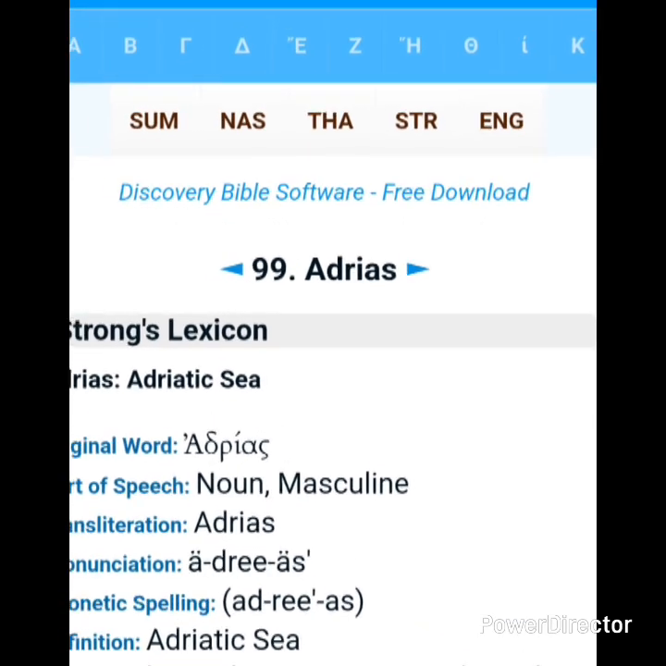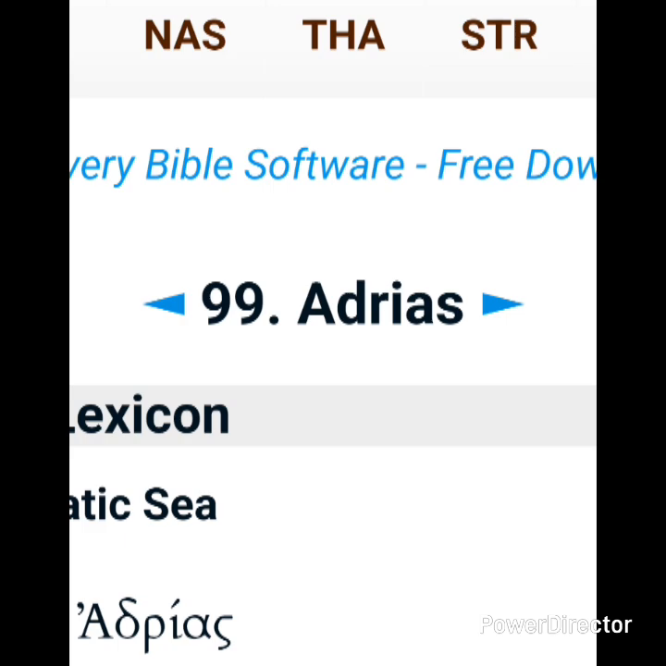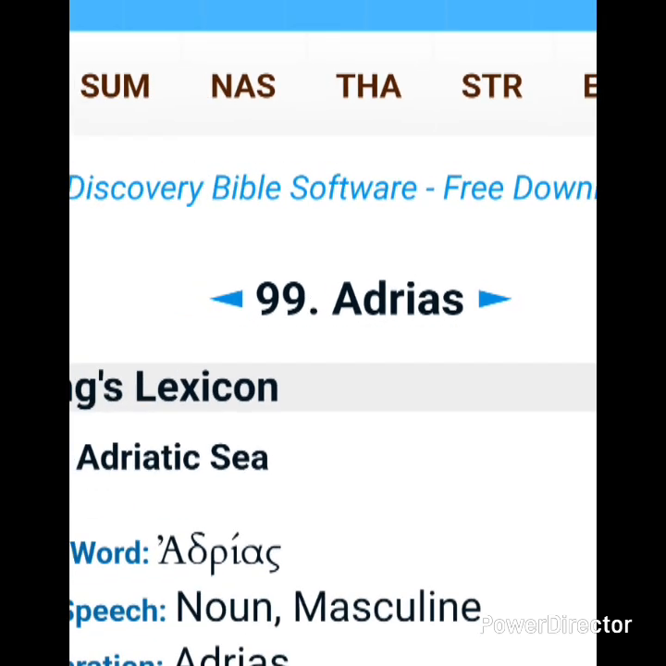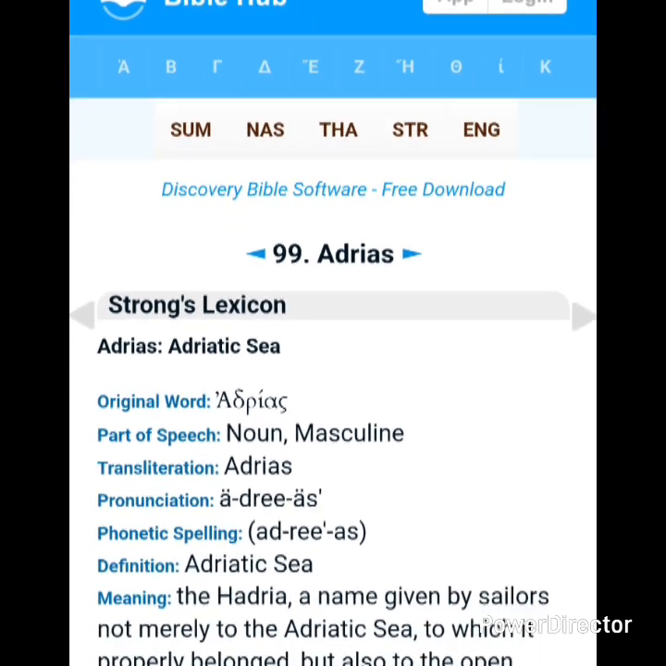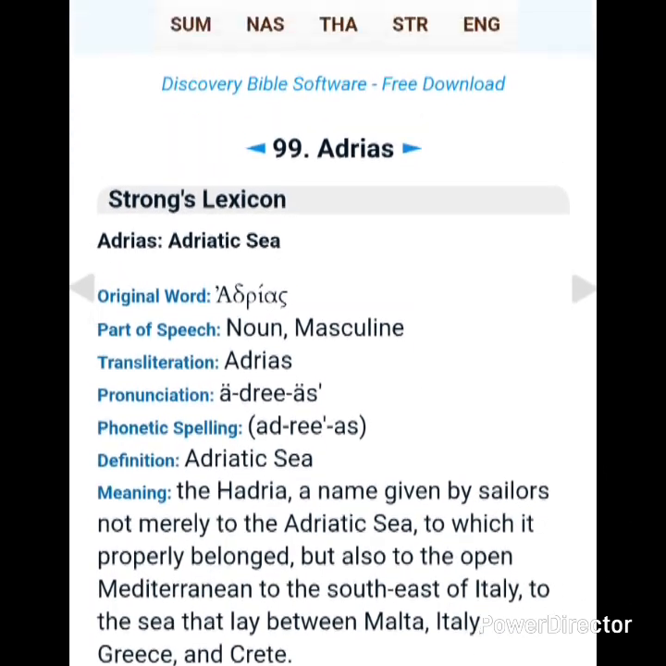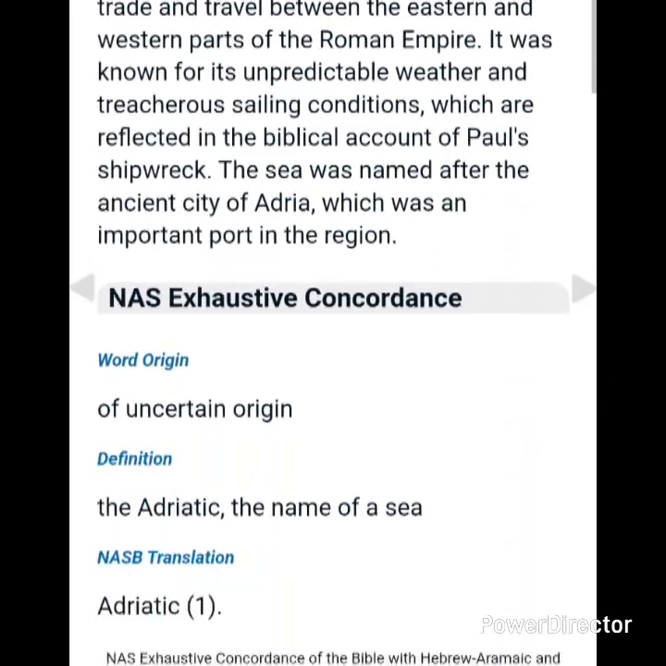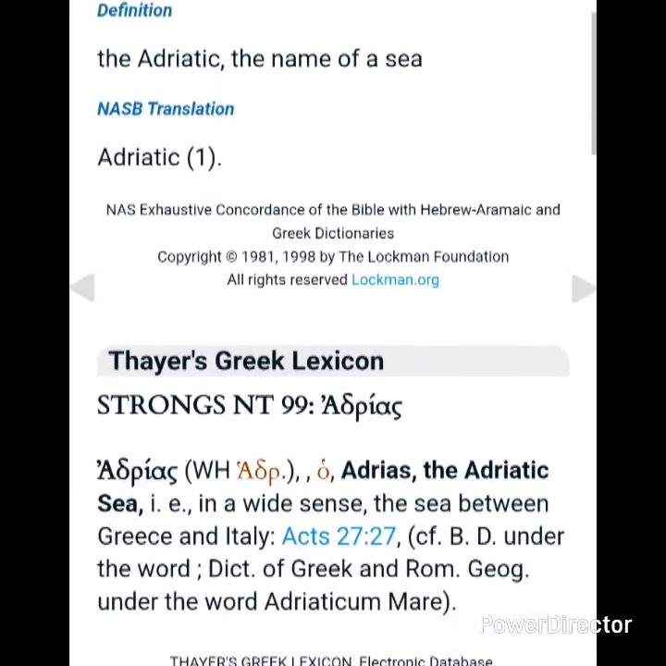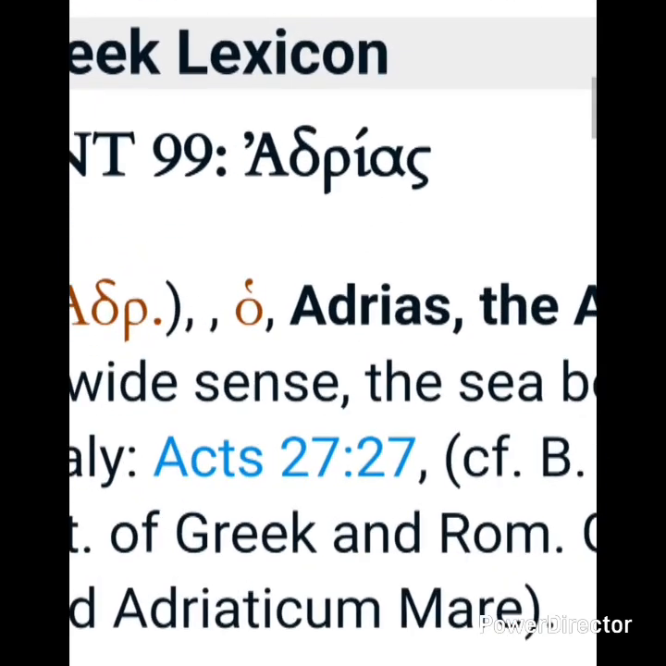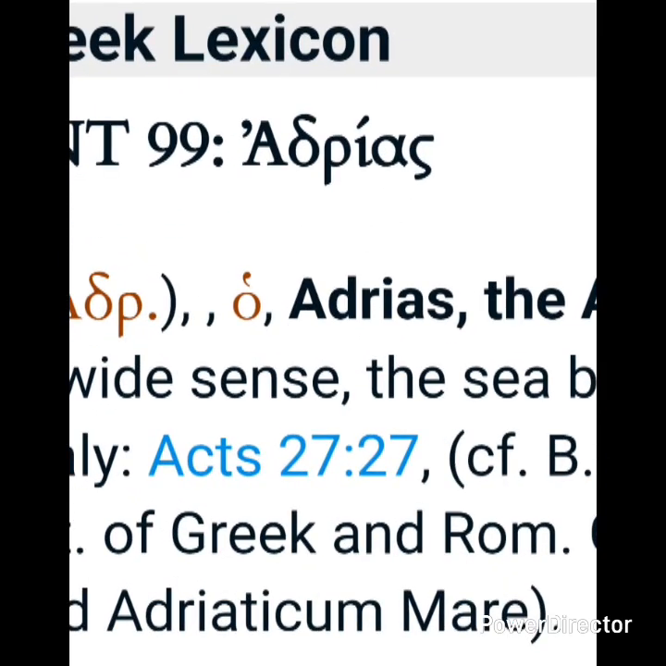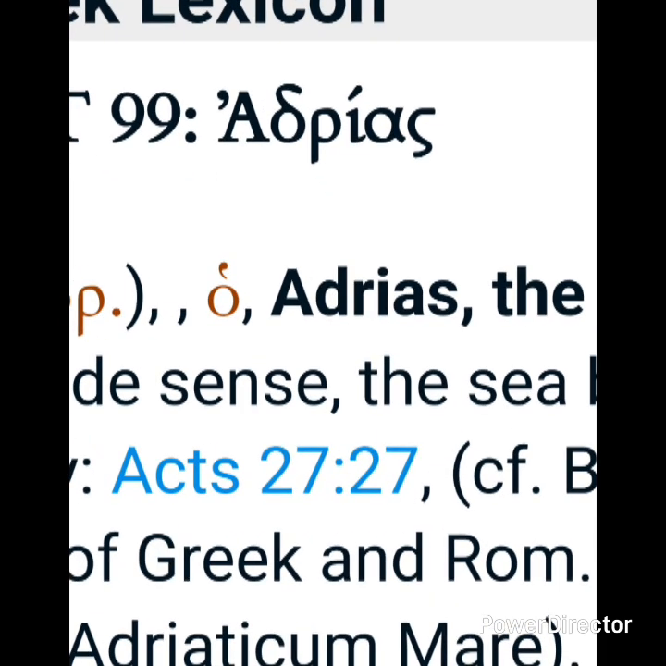Now the other usage of the number 99 in the concordance is the word Adrius in the Greek. Now there's a New Testament. It's because it's only used twice, okay? And check this out. Look at not necessarily what it means, but look at what verse it's used in the New Testament. It's used only in the New Testament in Acts 27:27. That's an amazing number. Now, why is that an amazing number?